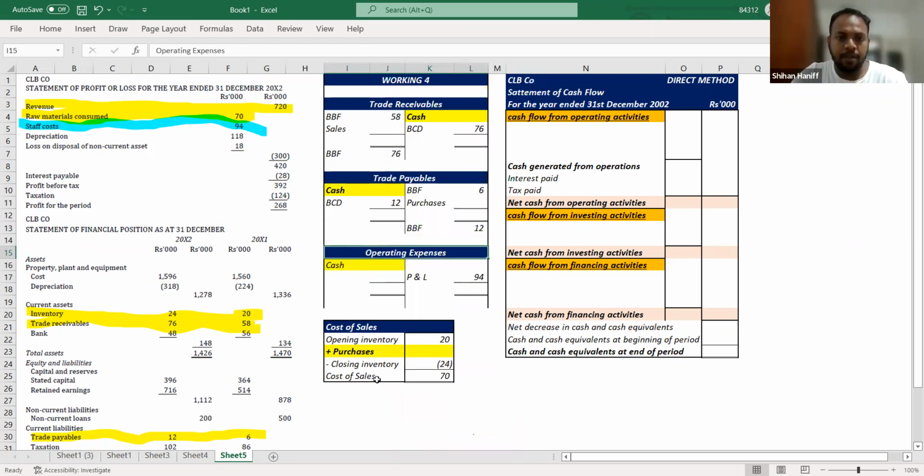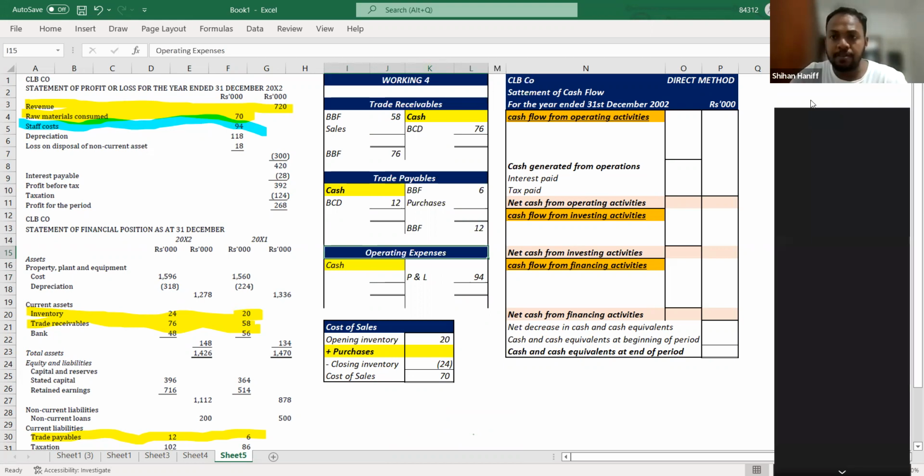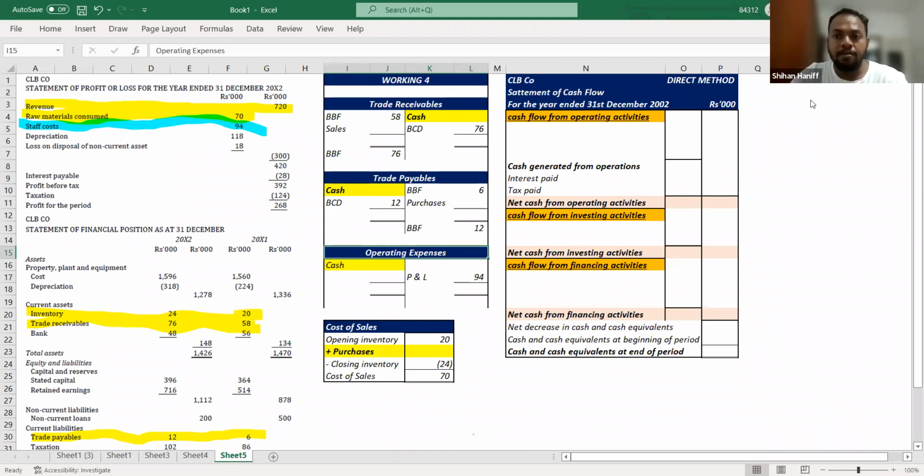Okay, there is a question. Why don't we take raw material consumed as purchases? Raw material consumed is not purchases. Purchases is different. Consumed is different. Consumed means similar to the cost of sales. How much you consume. How do you calculate the consumed amount? Opening plus purchases minus closing. Okay, so that is why we did this work to find out the purchases.